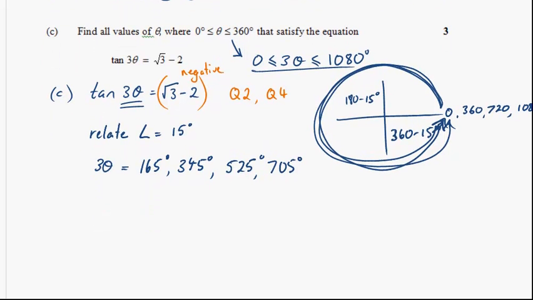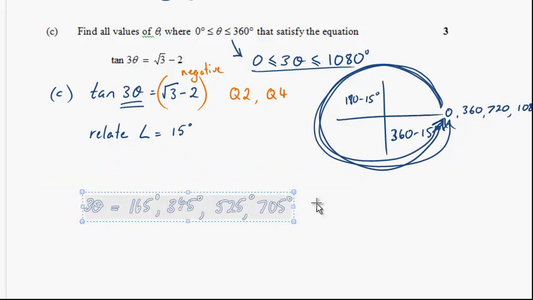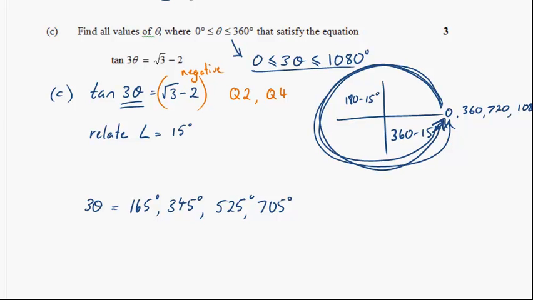So our third time around, we're going to get 165 plus 720, which is 885, and 345 plus 720, which is 1065. Okay, so that's what happens going around 3 times all the way up to 1080. That's what 3 theta equals.